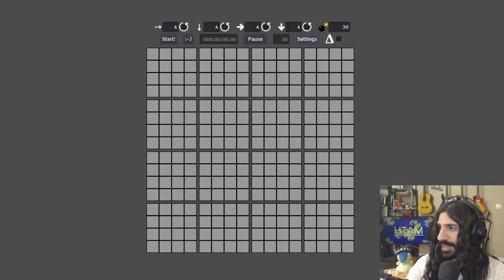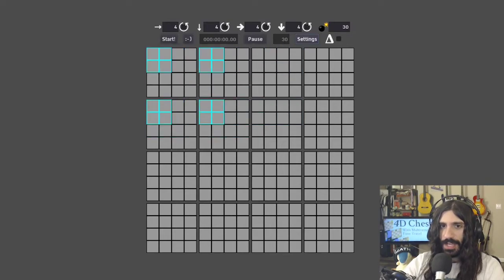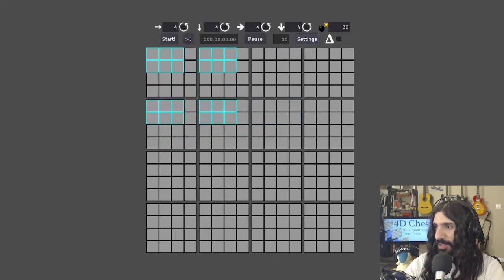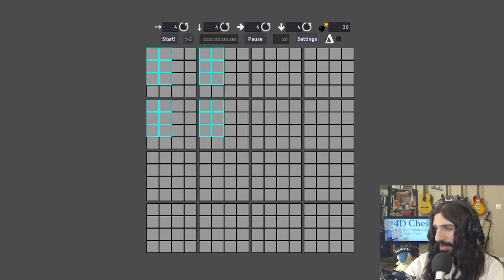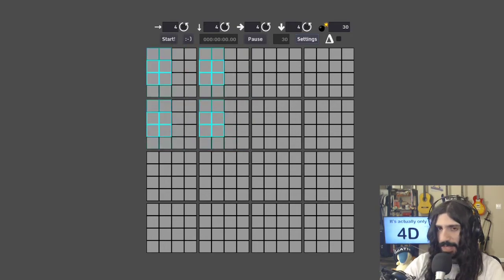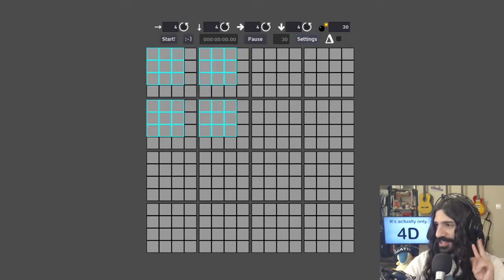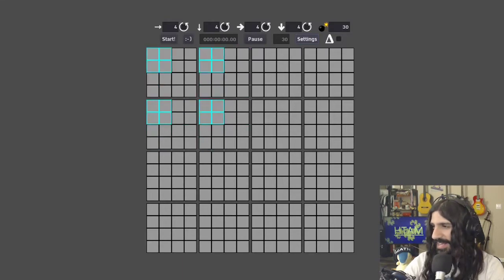Okay, so this is 4D Minesweeper. It's in 4 dimensions. So 2 of the dimensions are the usual spatial dimensions that we're used to. So if you look at just one of these 4x4 boards, it behaves exactly how you'd expect it to. However, there are 2 additional dimensions. There's, let's call them the X and Y dimension, or maybe the first and second dimension.